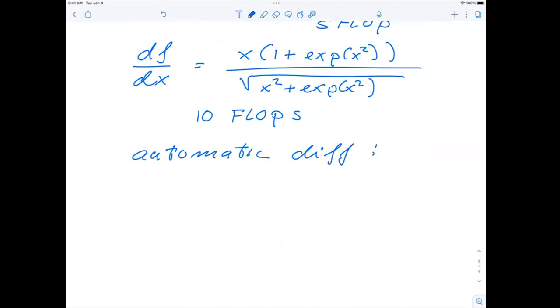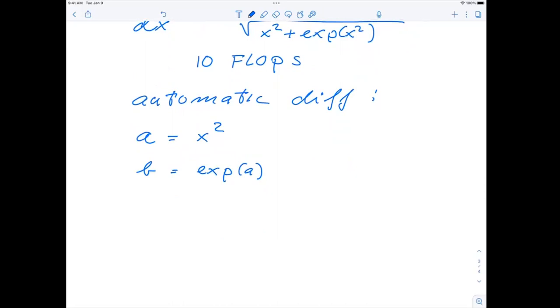And in that case, what I would do now is to define a new function, which I call a, which is x squared. I will define a new function, which I call b, which is the exponential of a, exp of a. Then I define a new function c, which is a plus b. And then I have a final function, which is the square root of c, which is the same as our function f of x.